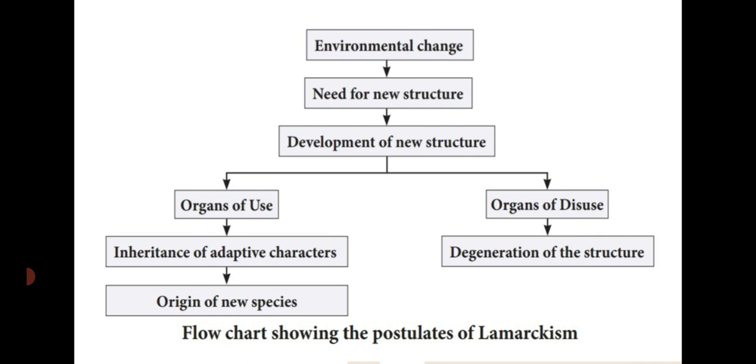Those useful characters are the inheritance of adaptive characters. That means they are transferred from one generation to the next generation for their life activity. Finally, origin of new species is evolved. We are coming to the other side. If the newly formed organs are not used, that is said to be disuse of organs, and the organism is degenerated or the structure is destroyed. This is said to be the diagrammatic representation of Lamarckism.